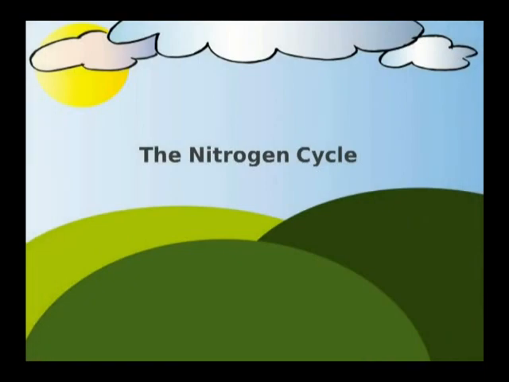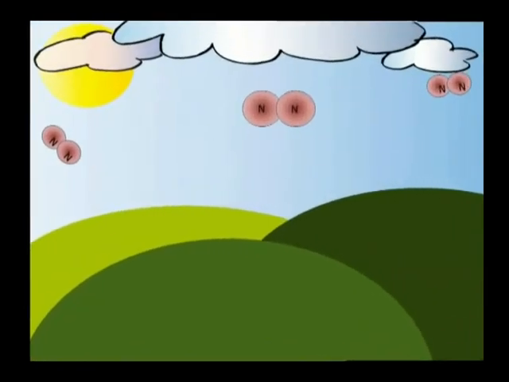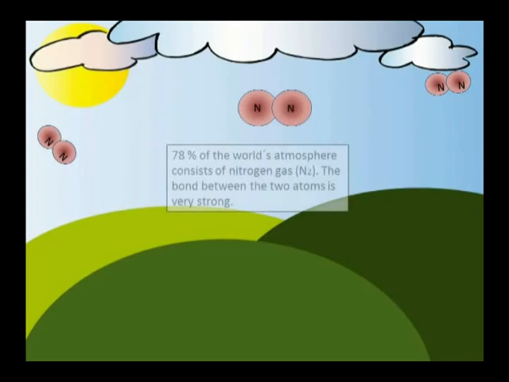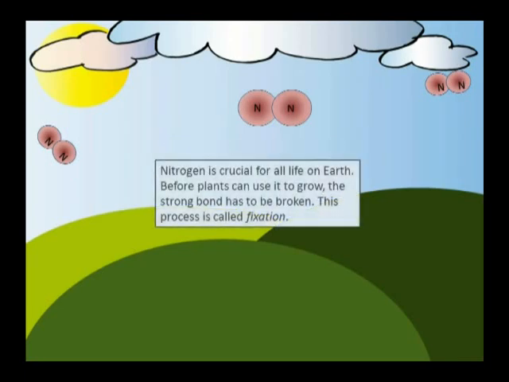Next, we'll look at the nitrogen cycle. This is a cycling of nitrogen and its compounds in nature. Nitrogen is essential in the manufacture of proteins, and nitrogen constitutes 78% of the atmospheric gases. It exists as a diatomic molecule. However, living organisms cannot utilize nitrogen in its diatomic form. Before plants can use it to grow, the strong covalent bonds in the nitrogen molecule must be broken. This process is called fixation.